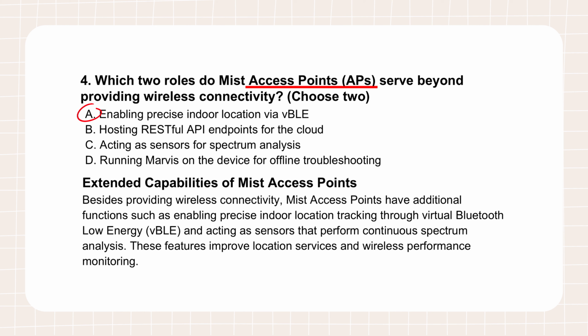This gives you really granular location services without deploying tons of physical Bluetooth tags. Think asset tracking in a hospital or analyzing customer paths in a store. Wow, okay. That's clever. And the second role? The second role is also as a sensor, but for continuous spectrum analysis. Meaning they're constantly listening to the radio environment, looking for interference from microwaves, other wireless devices, anything that could mess with the Wi-Fi signal. So they help optimize performance.